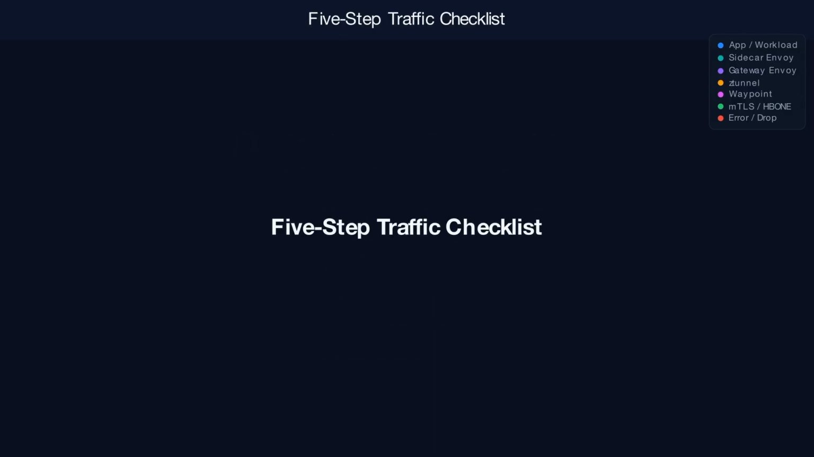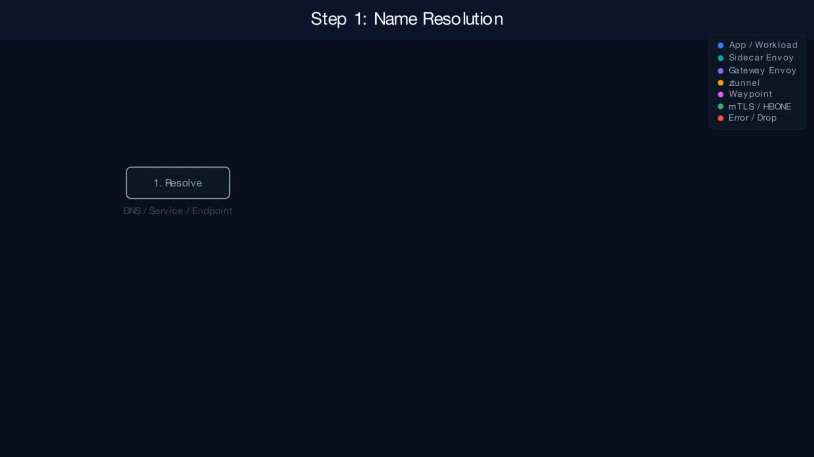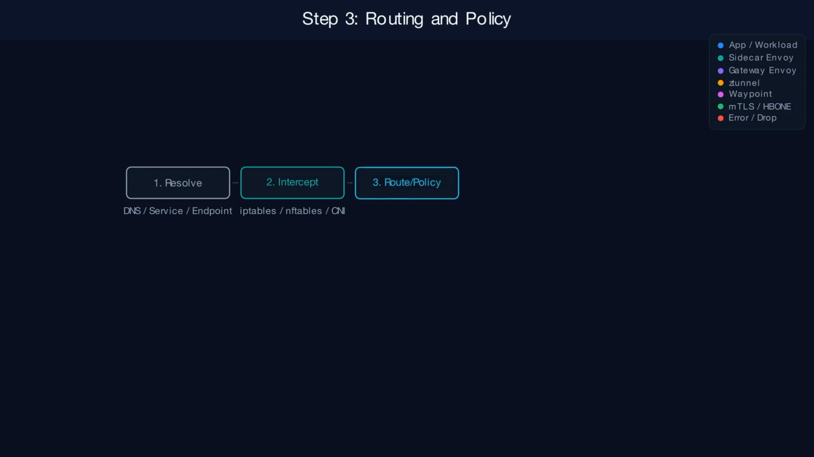Before we trace specific paths, keep this 5-step checklist in your head. Step 1. Name resolution. What IP or endpoint did the app target? Step 2. Interception. Did traffic get captured by a sidecar or ztunnel, and how? Step 3. Routing and policy. Where is the routing decision made? A sidecar, a gateway, or a waypoint?